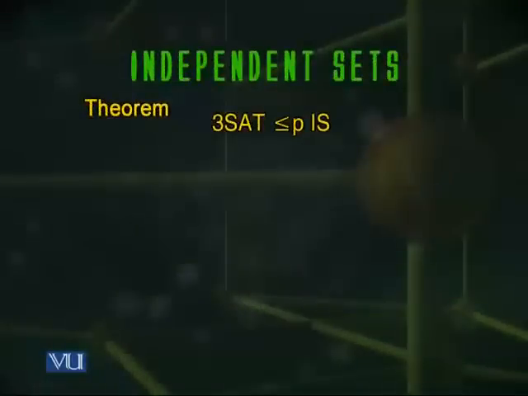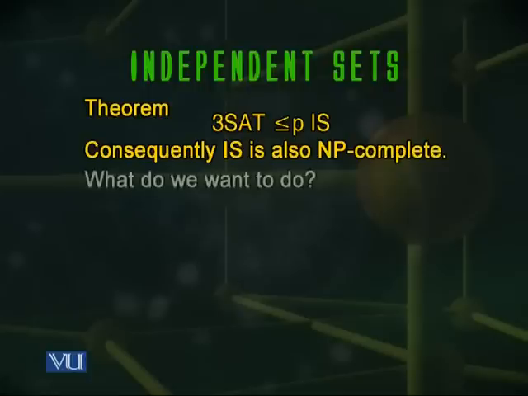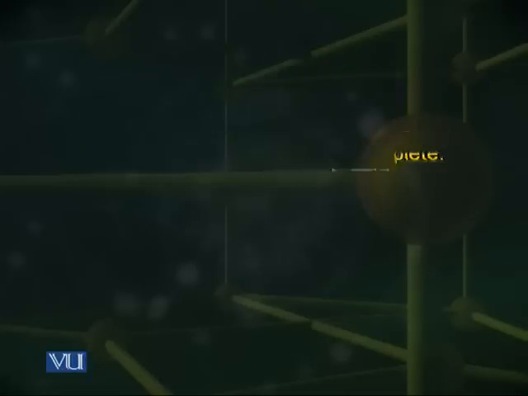So let's go ahead and prove that 3-SAT is polynomial time reducible to the independent set problem. So the theorem that we want to prove is that 3-SAT is polynomial time reducible to the independent set problem. Consequently, the independent set problem is also NP complete. So let's think about what we will have to do. We will have to come up with a reducibility from the 3-SAT problem to the independent set problem. So let's spell out this reducibility.